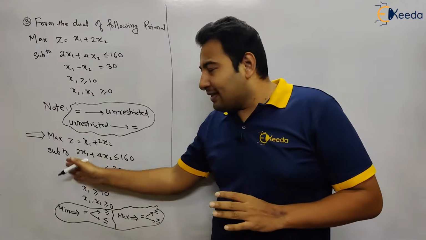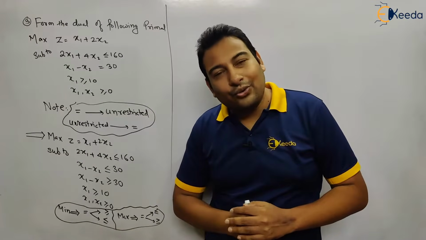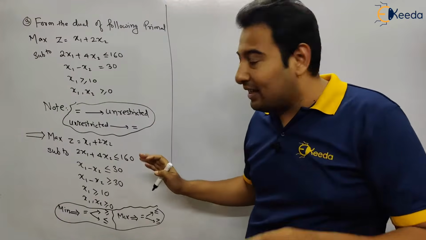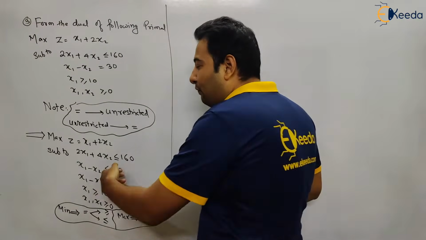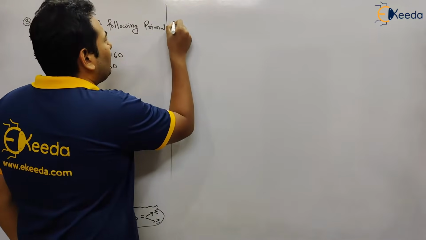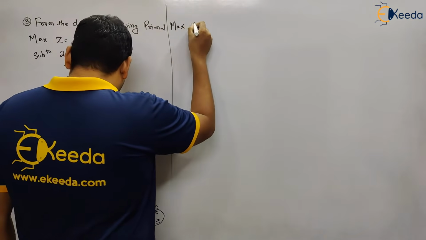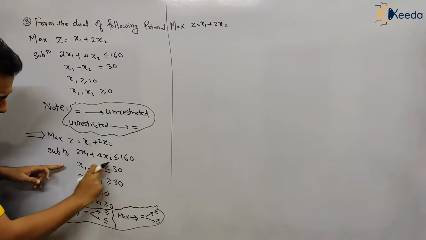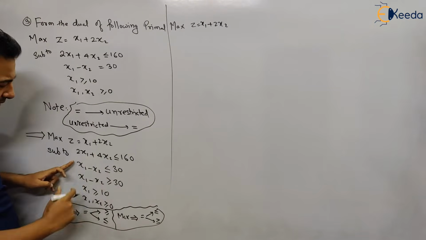Is our primal ready? No. What is the problem? If it is maximized, all the constraints should be less than equal to. This is greater than equal to, therefore we need to multiply with the minus sign. So this is maximize. Objective function is okay. First constraint, second constraint is okay. Just need to multiply the third constraint.